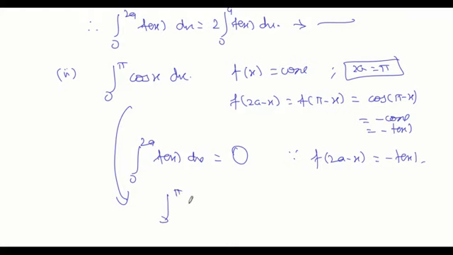Integral 0 to pi cos x dx is nothing but 0. Okay, children? Yes, there are many examples. You can see the textbook.